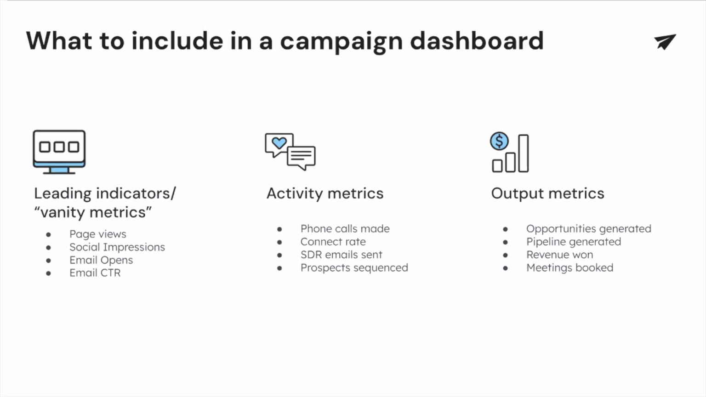Then you want to look at activity metrics, and this is specifically if you are collaborating with a sales team or an SDR team. You want to make sure that they're putting in the work to support all of your marketing efforts to target these given accounts. So how many phone calls are they making? What's the connect rate of these phone calls? How many emails are they sending? How many prospects are they adding to their email and phone call sequences in Outreach or in SalesLoft?